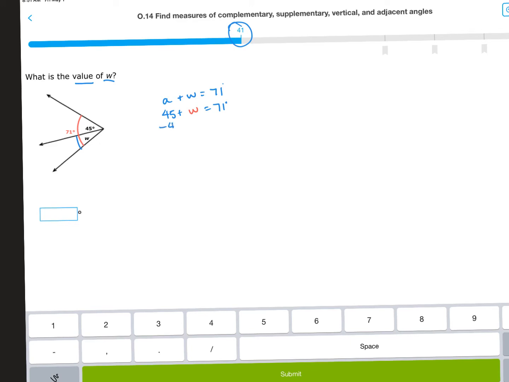So algebra looks like this, right? We want to isolate the variable. I want to get W by itself. All right, here we go. My bad. I'm using highlighter.